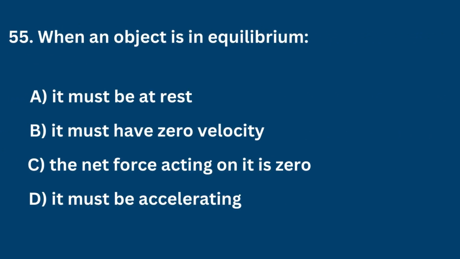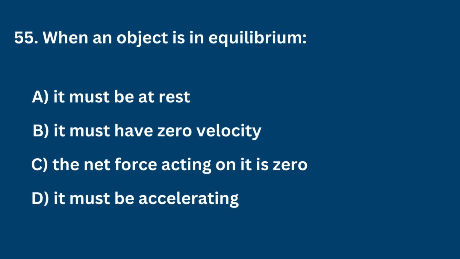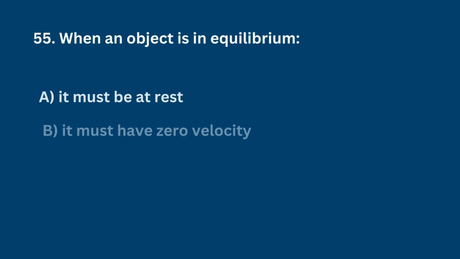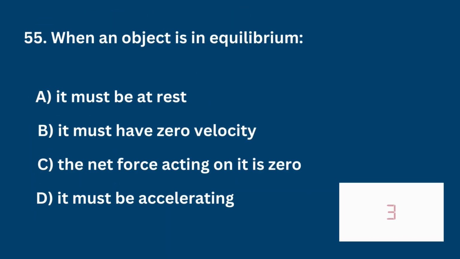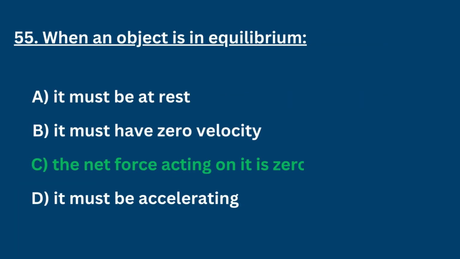When an object is in equilibrium, the options are A. It must be at rest, B. It must have zero velocity, C. The net force acting on it is zero, D. It must be accelerating. Correct answer is C. The net force acting on it is zero.